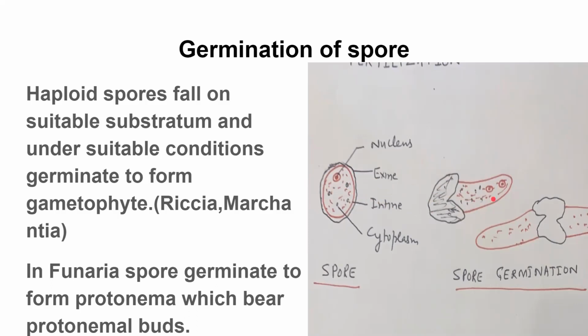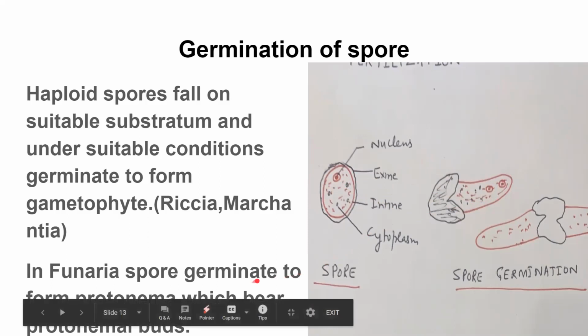But in case of Funaria, it is different. In Funaria, when the spore germinates, it will form protonema. And protonema will bear buds called protonemal buds. And those protonemal buds will give rise to the gametophyte. So Funaria is different, but in case of Riccia, Marchantia and other genera, spores will germinate to form the gametophyte directly, but in Funaria, it will form a protonema-like structure. Protonema will bear protonemal buds, and those protonemal buds will form the gametophyte.